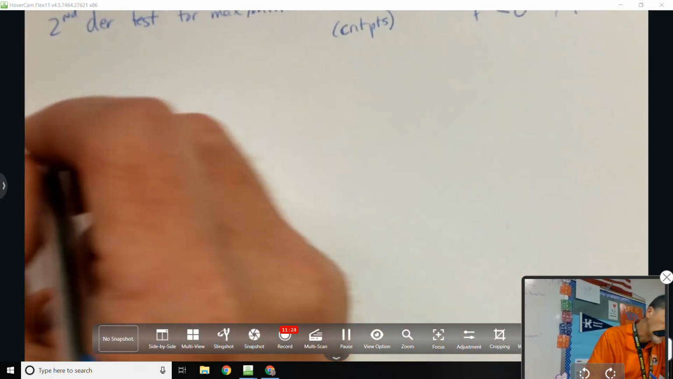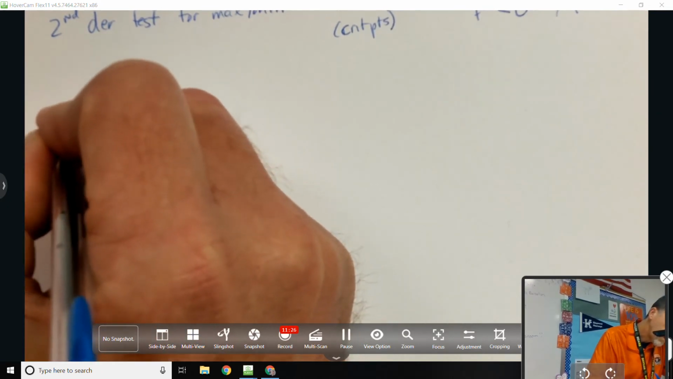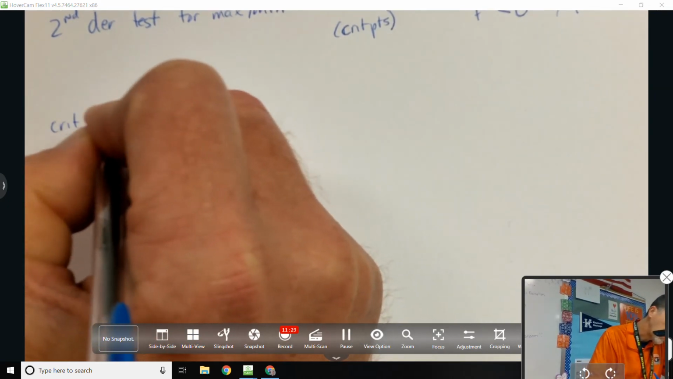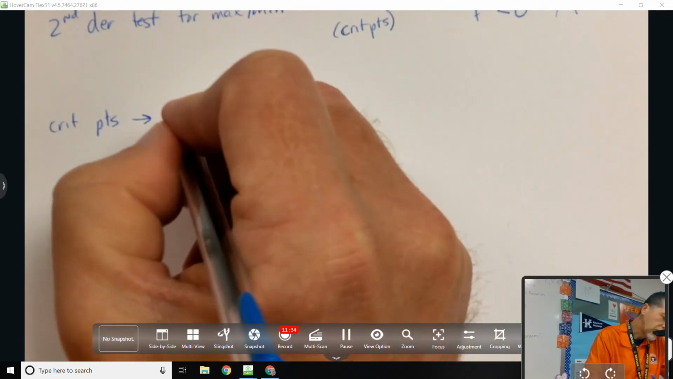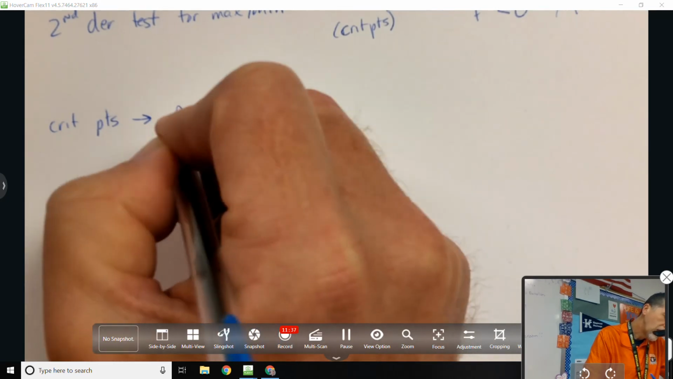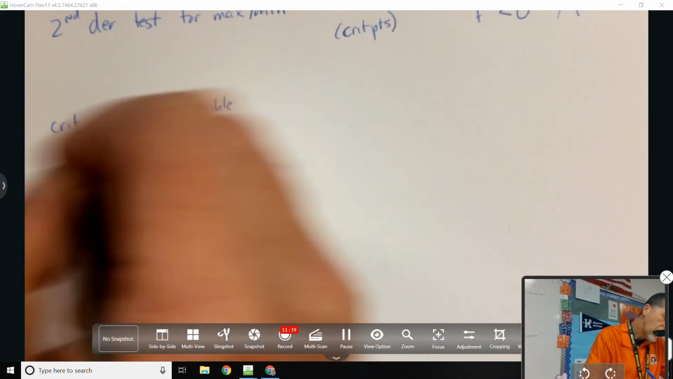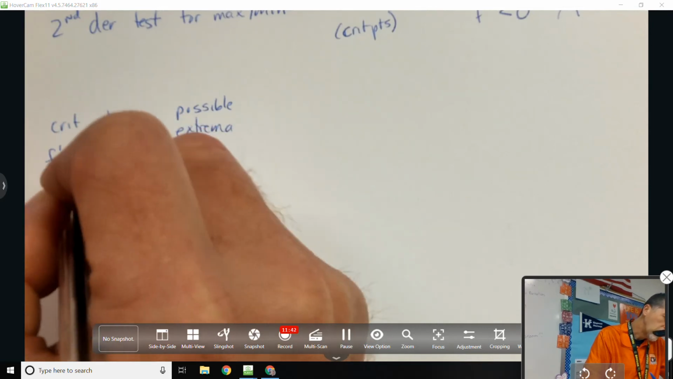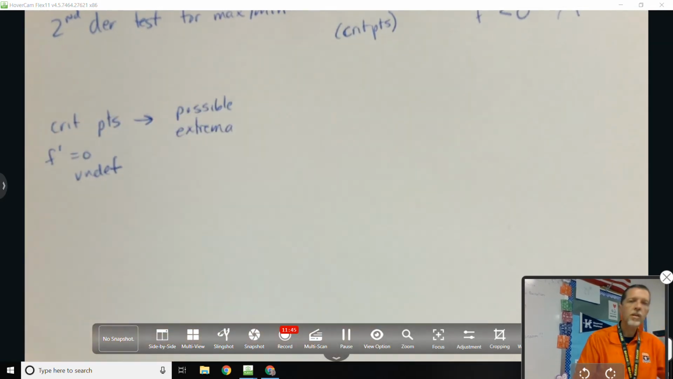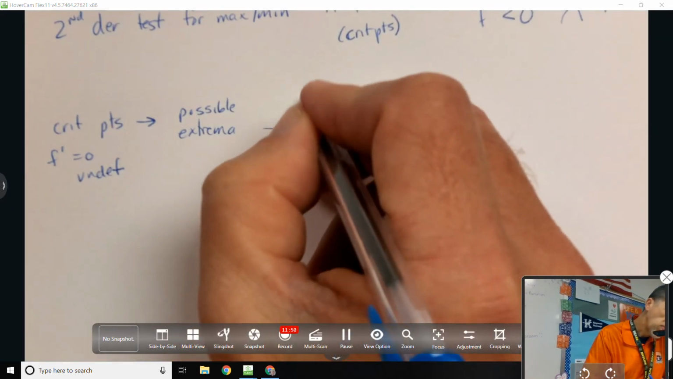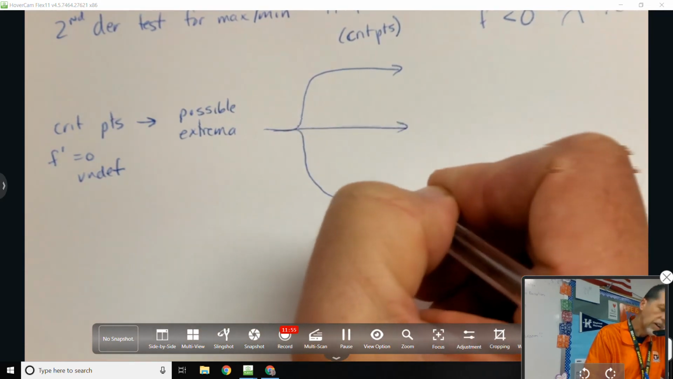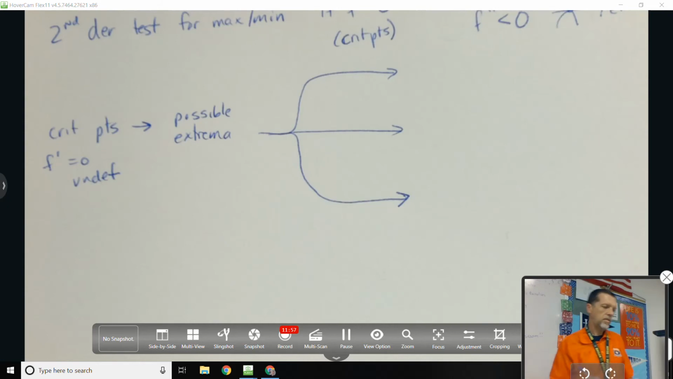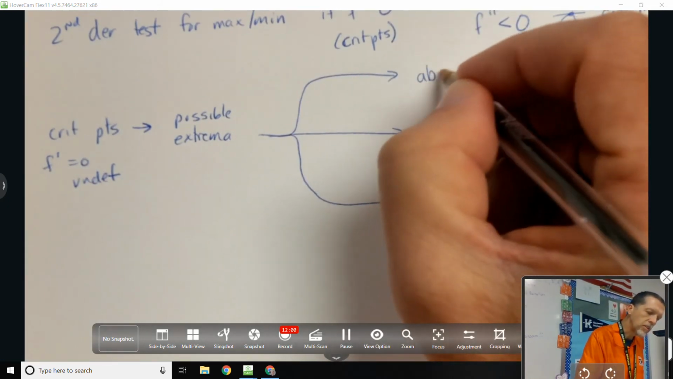I'm going to draw this roadmap one more time. I feel like I've drawn it 100 times by now, but maybe that's because I have 3 calculus classes. Critical points lead to possible extrema. Critical points being where f prime is 0 or undefined. And then there's a 3-way fork in the road here. And they lead to different, or at least the top one leads to a different conclusion.